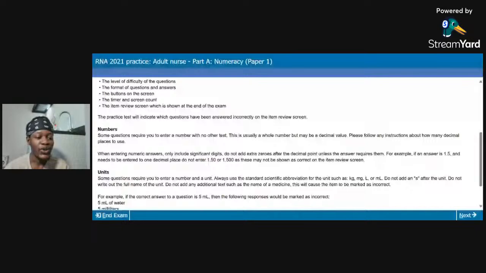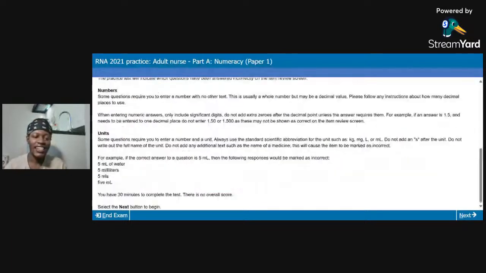Some questions require you to enter a number and a unit. Always use the standard scientific abbreviation for the units, such as kg, mg, L, or mL. Do not add S after the unit. Do not write out the full name of the unit. Do not add any additional text, such as the name of the medicine. This will cause the item to be marked as incorrect. For example, if we have 5 mL of water, not 5 milliliters, 5 mils, or 5 mLs. Do not bother doing all those things.